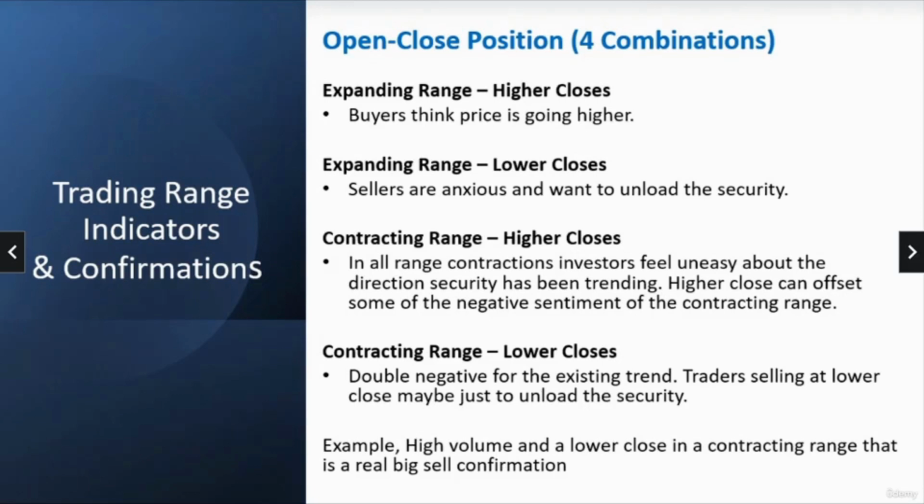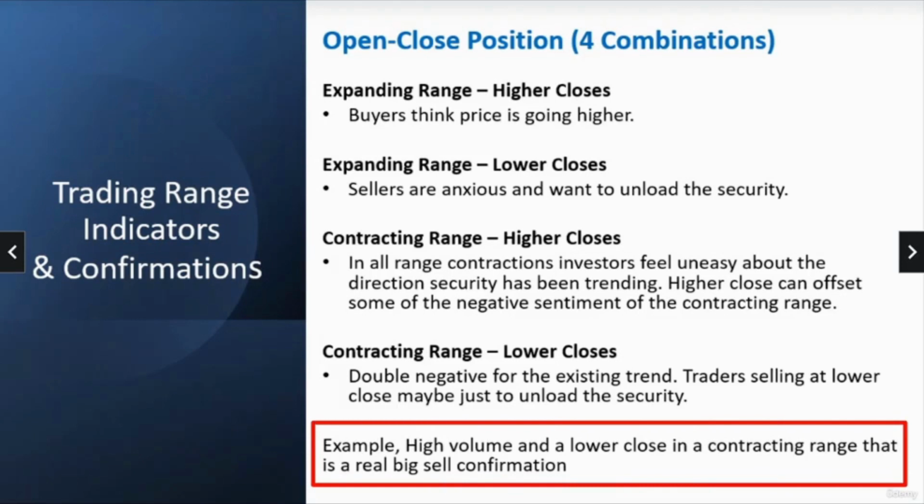If the range is contracting and the closes are lower, well, that's kind of like a double negative for an existing trend. Traders are selling at a lower close, so they're willing to take lower prices, and also the range is contracting as well. So maybe they're really just trying to unload the security and get out of it, right? These are examples where high volume and a lower close in a contracting range, when you combine the two, can be a real big sell confirmation, right?